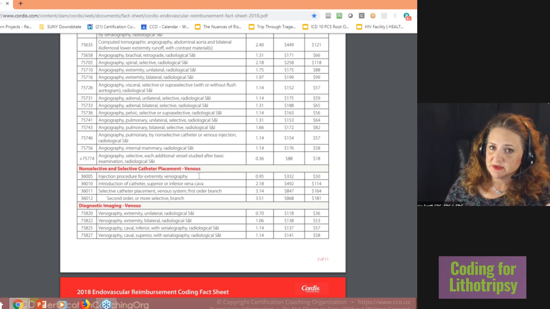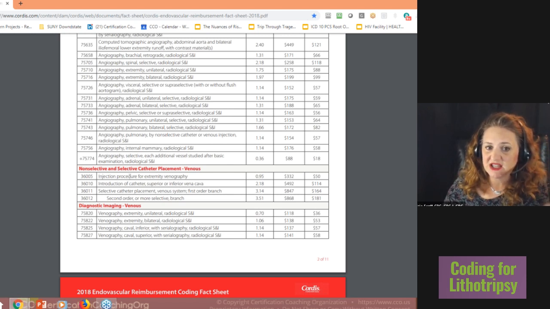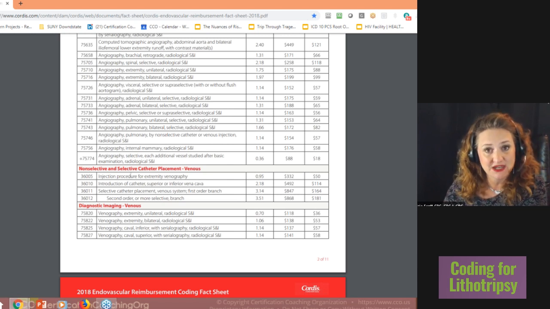Now, I just thought of something you may not be aware of. Do you know the difference between non-selective and selective catheter placement? When they say that, what does that mean? If you don't know, you need to find out, okay? Because it's two separate types of procedures, okay?